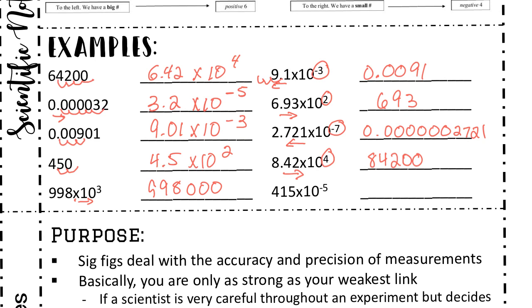And the last one, we've got a negative exponent, so I'm going to move my decimal point that way, and that's going to give me 0.00415. If you're having trouble with this concept, you can look up lots of videos on YouTube for how to do scientific notation.